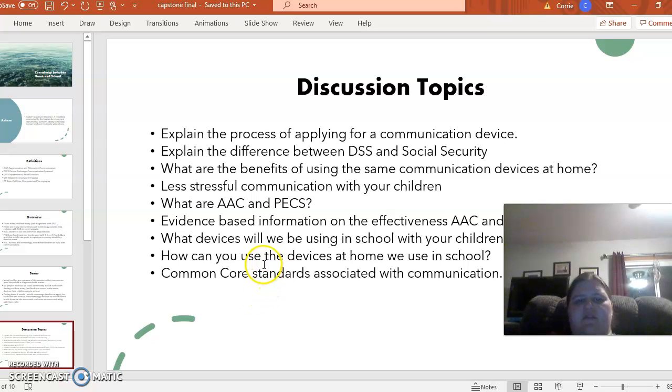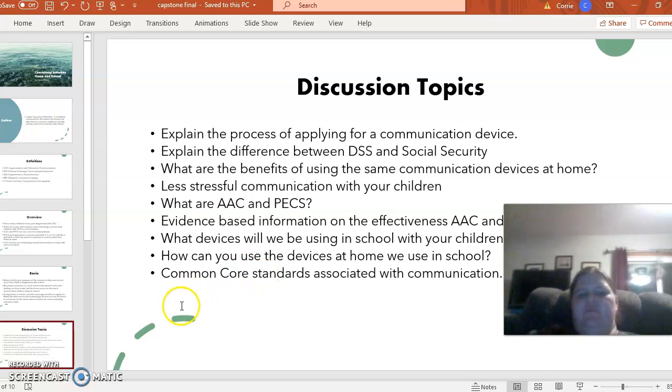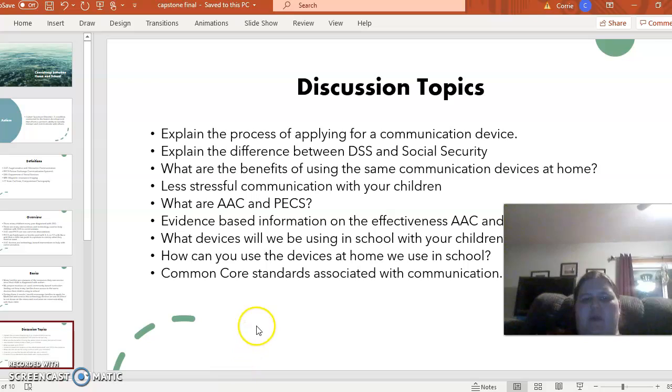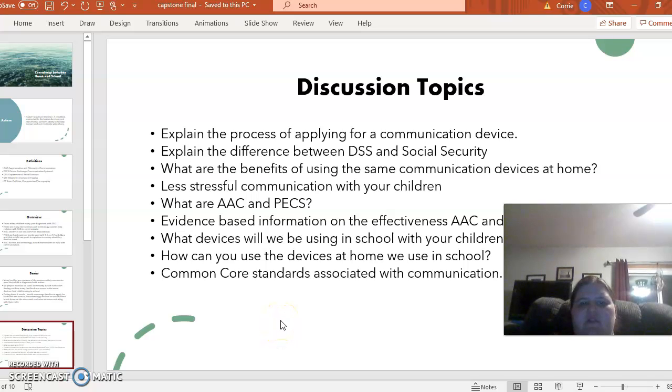And then the difference between AAC and PECS, and we would go through the different types of AAC and the different types of PECS communication interventions. I would show evidence-based information on the effectiveness of the two interventions, and then we would go over what the children are using in school and teach the parents how to use these devices at home.